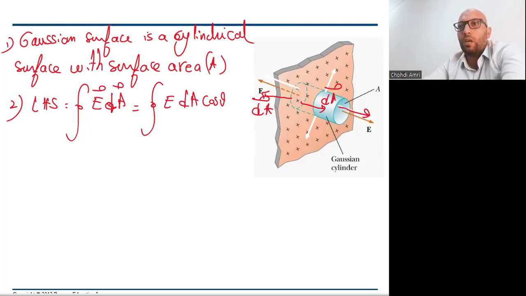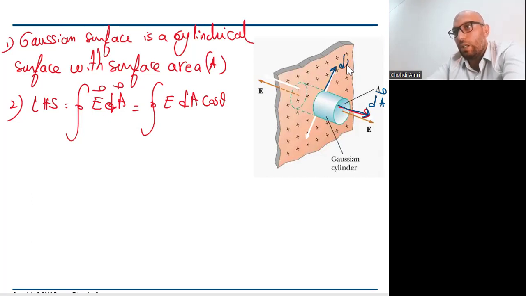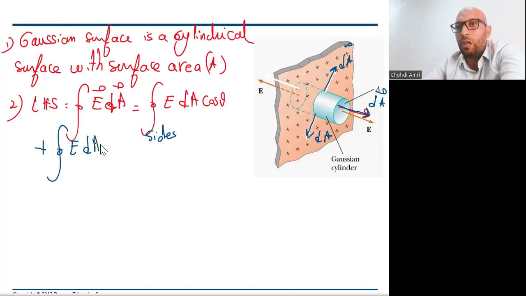How is it? The angle between dA and the electric field is 0. Okay, so this is the vector dA perpendicular to the Gaussian surface. But here we also have another dA for the sides. So we will write here for the sides plus the integration of E dA cosine theta. Let's say this is theta s for the side, and this is for the ends, theta ends.